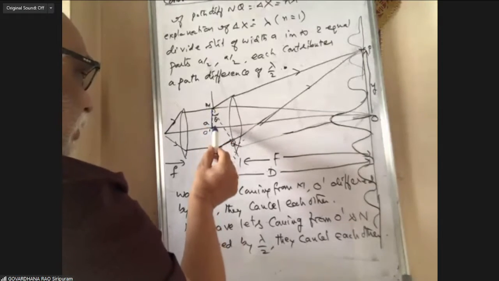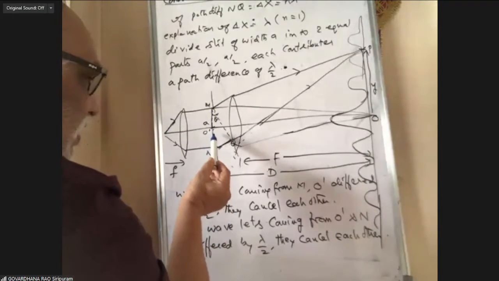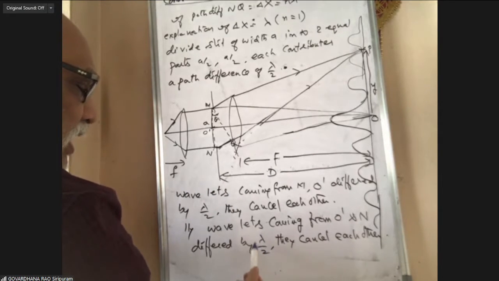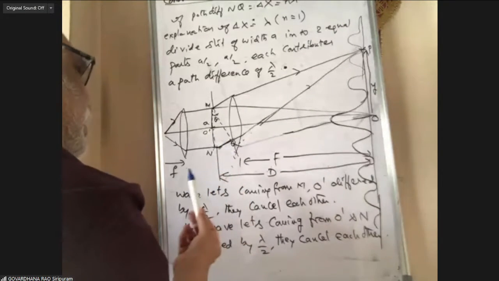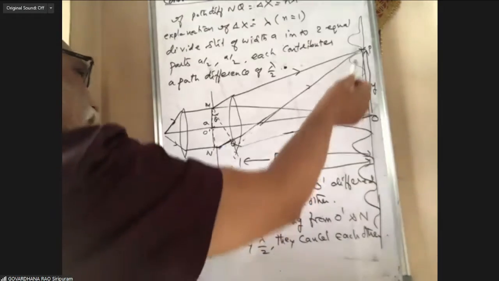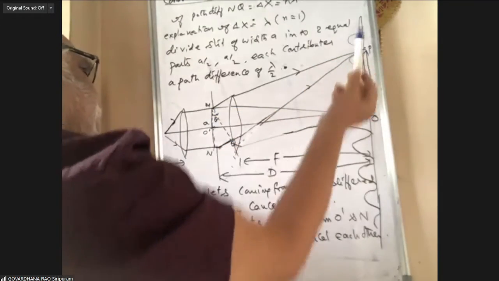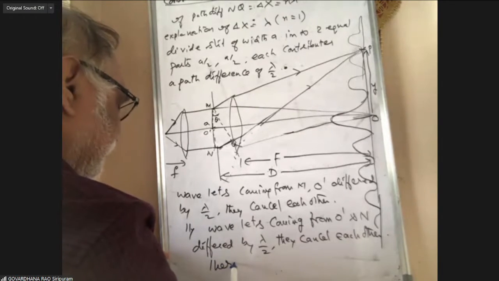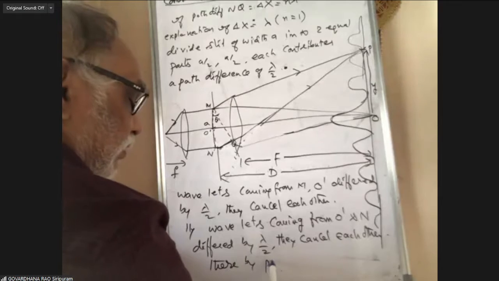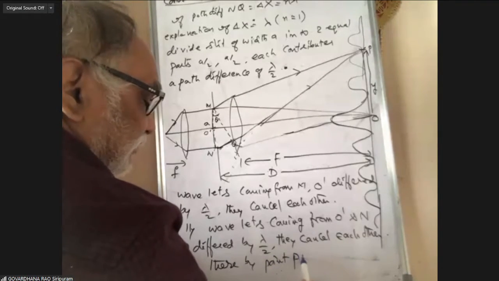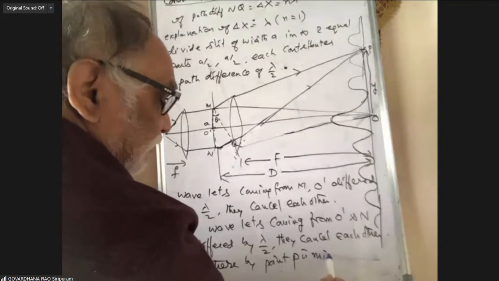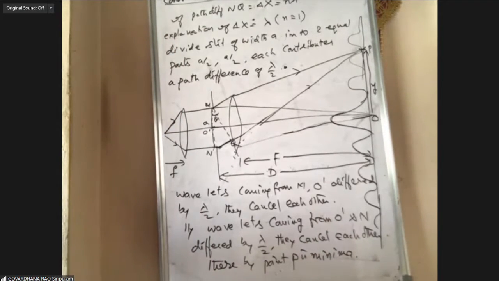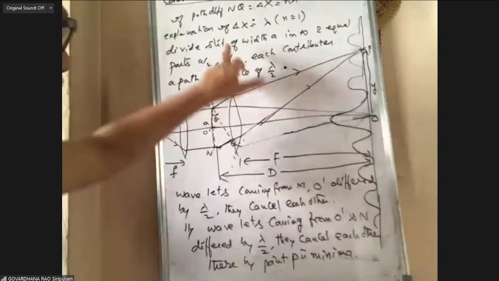So this is lambda by 2, this is lambda by 2. The wavelets coming from O dash and N also differ by a path difference of lambda by 2, and these two also cancel each other. So overall at the point P everything cancels each other, nothing will be there. So thereby point P is minima. Understood? I have explained one case, how it is coming.